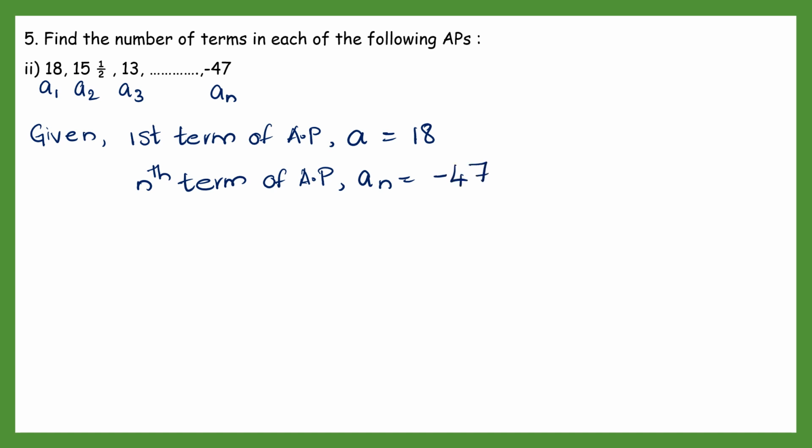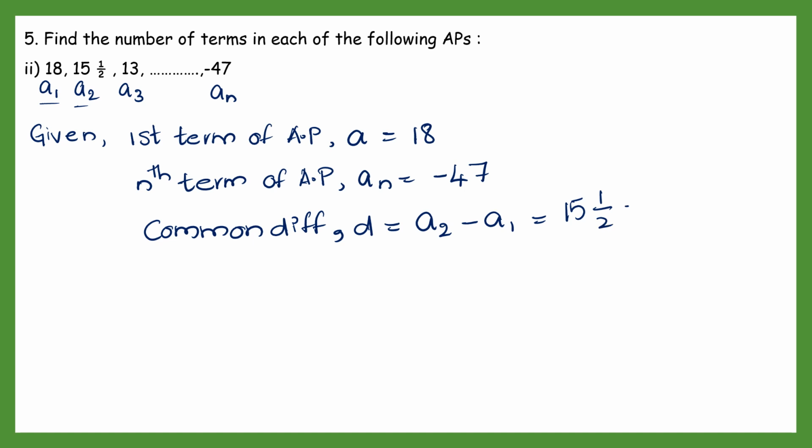And can we find the common difference? Yes, common difference is nothing but difference between consecutive terms. So common difference D is equal to consecutive terms. Here A1 and A2 are consecutive terms, so difference is A2 minus A1. That means 15 and a half minus 18. What do you get? Minus 2 and a half. 2 and a half you can write as minus 5 by 2. This is a mixed fraction: 2 2s are 4, 4 plus 1 is 5. So minus 5 by 2. We got the common difference.